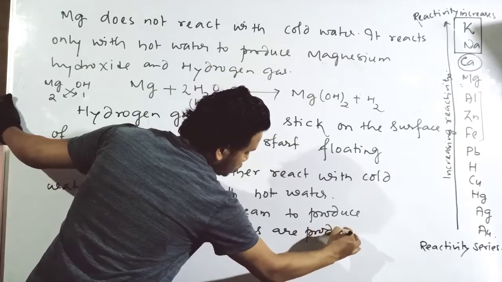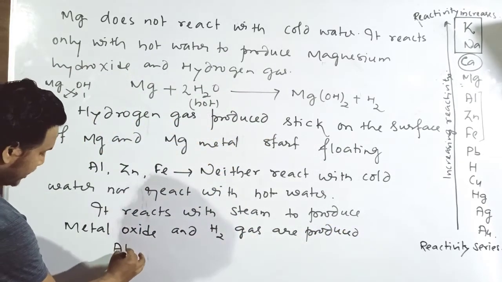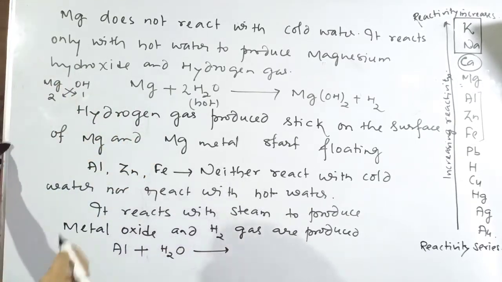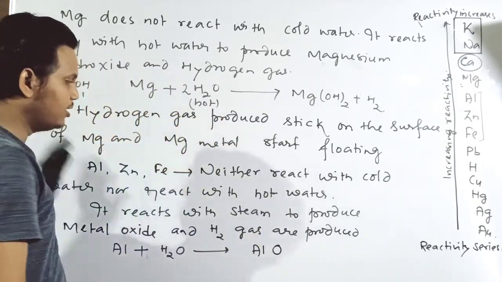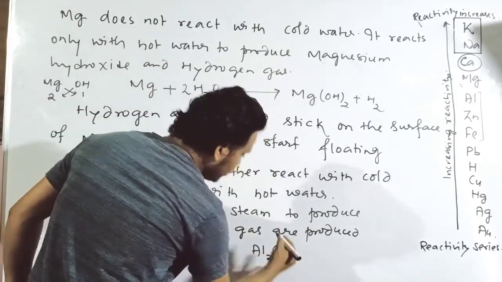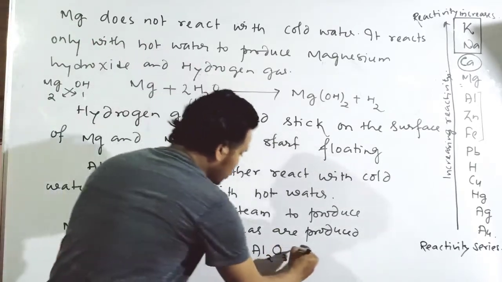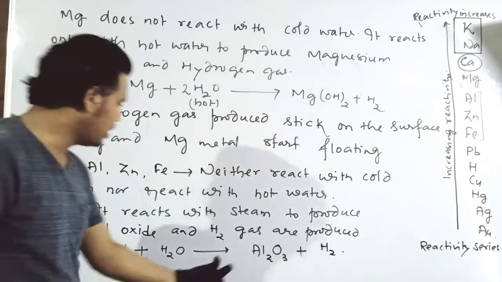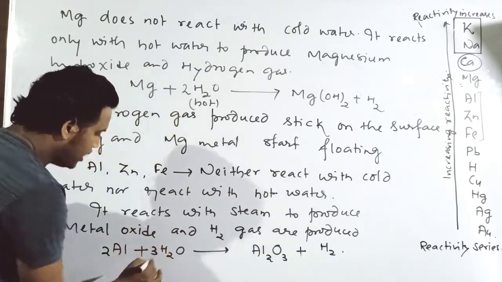Now check the reaction. If you take aluminium, reaction of aluminium with water, what will be the product? Metal oxide. Aluminium is metal, oxygen is oxide. So we have the formula of aluminium oxide, Al2O3. Aluminium valency 3, oxygen valency 2, and hydrogen gas will be produced. Now balance it. How many aluminium? 2. How many oxygen? 3. How many hydrogen? 6.